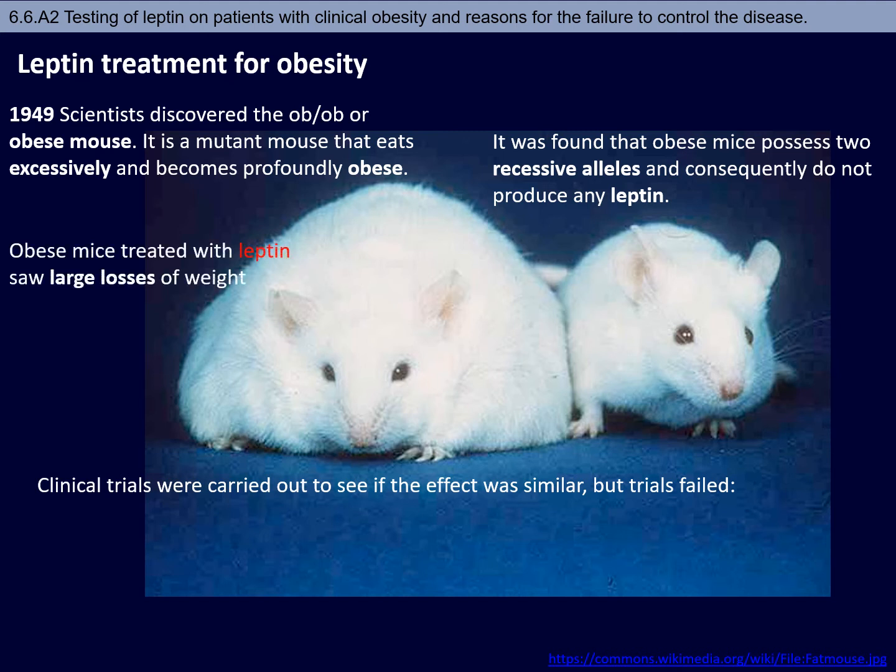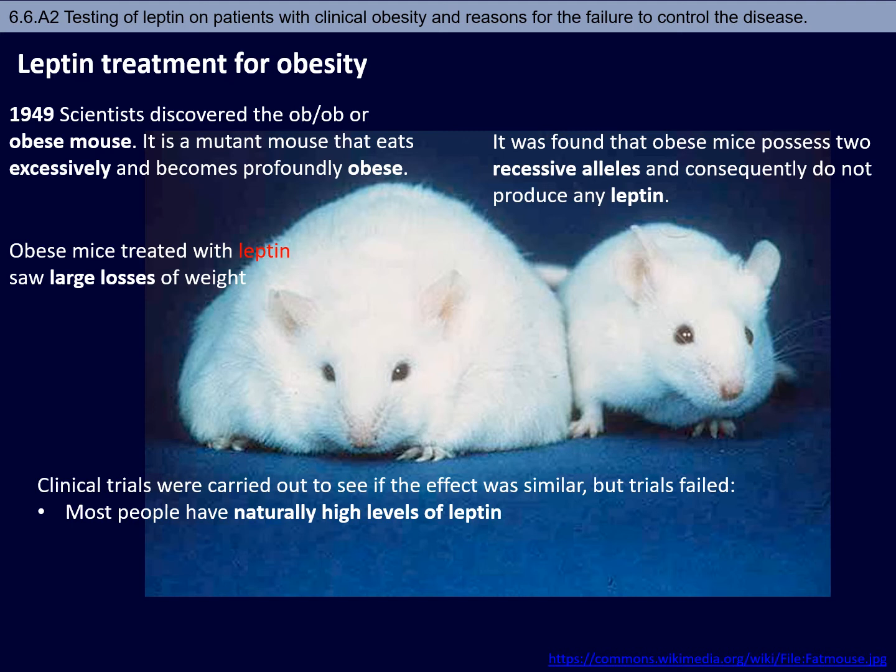All right, so the obese mice then were treated with leptin, and they saw a significant drop in their weight. So by giving them leptin injections, they are able to have the leptin affect their appetite control center, helping to reduce the amount of food that they would want to eat. Their appetite went down, and so then they started to lose weight because they weren't eating as much. So clinical trials were carried out to see if we had similar effects, but they failed, right?